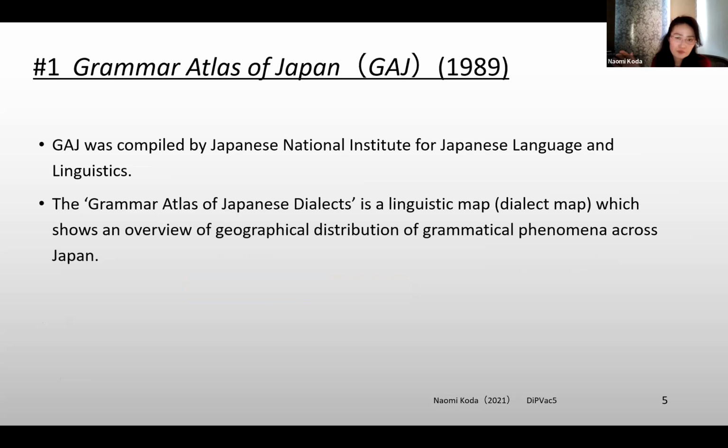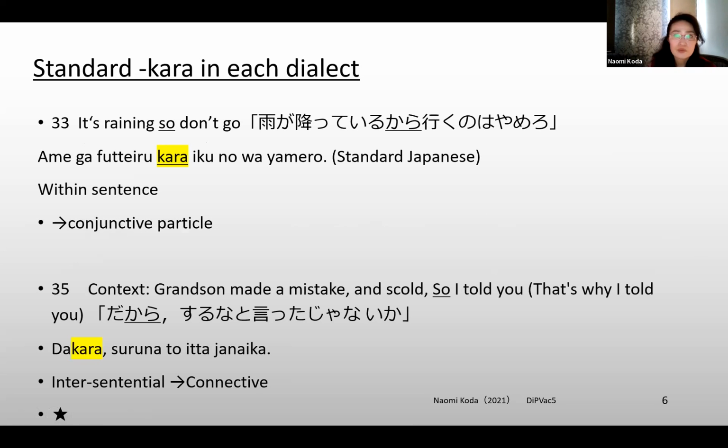Data analysis. Grammar Atlas of Japan, GAJ. I will call this data GAJ. GAJ was compiled by the National Institute for Japanese Language and Linguistics. The Grammar Atlas of Japanese Dialects is a linguistic map, which shows an overview of the geographical distribution of grammatical phenomena across Japan. Standard color in each dialect.